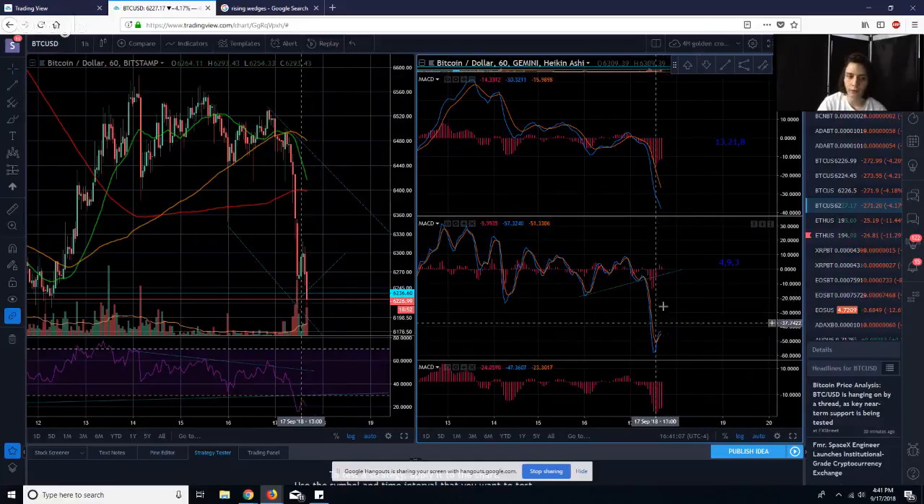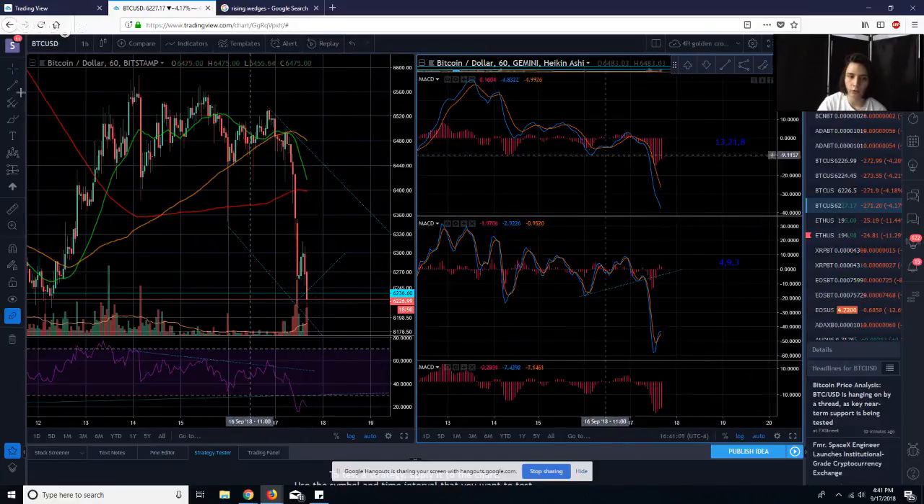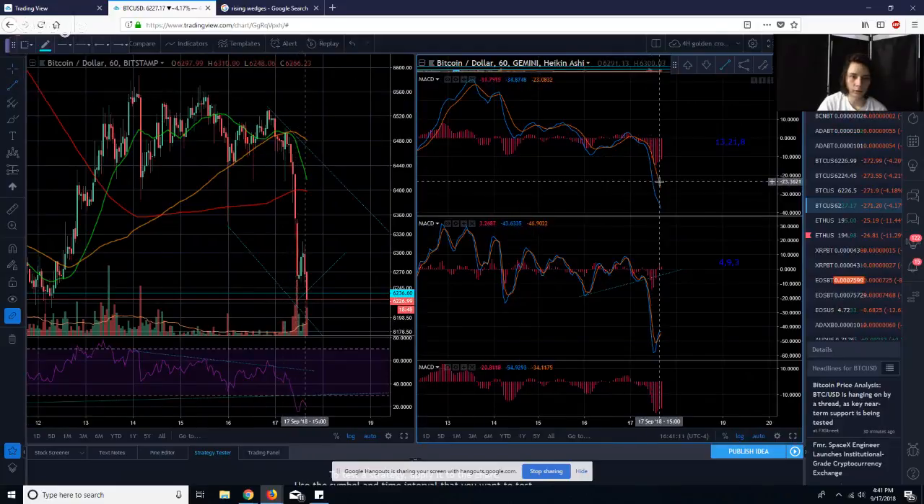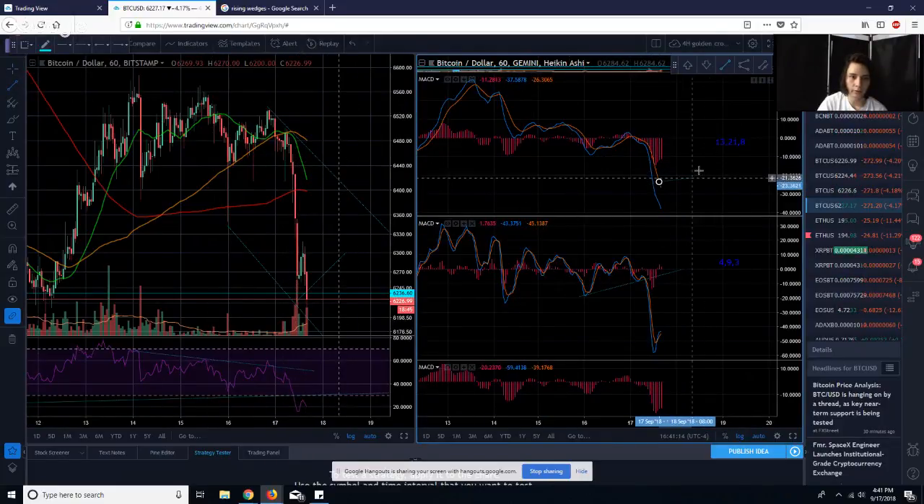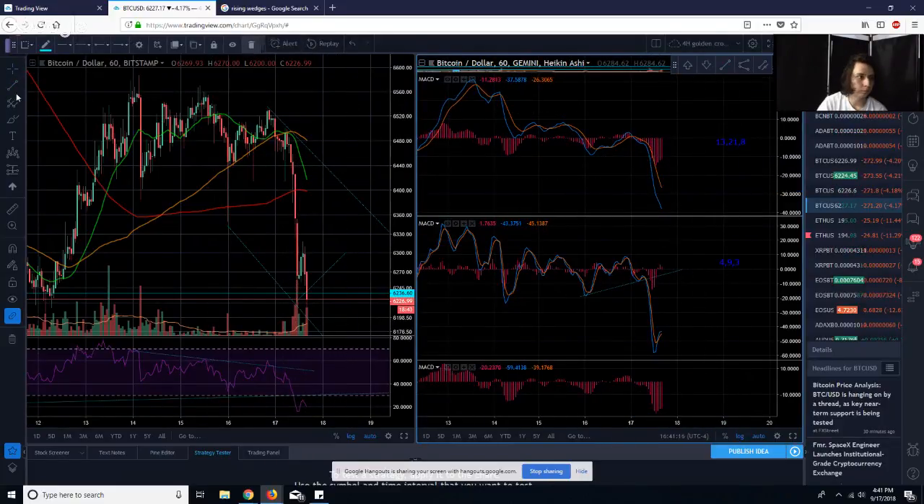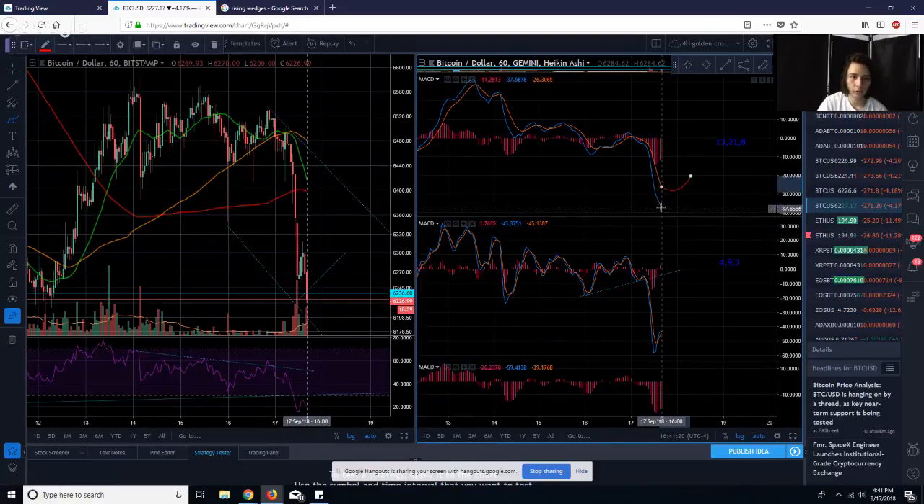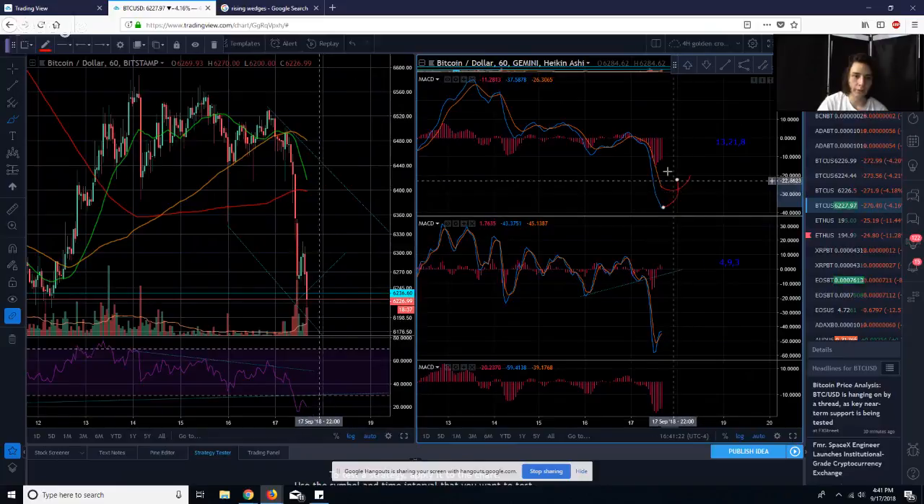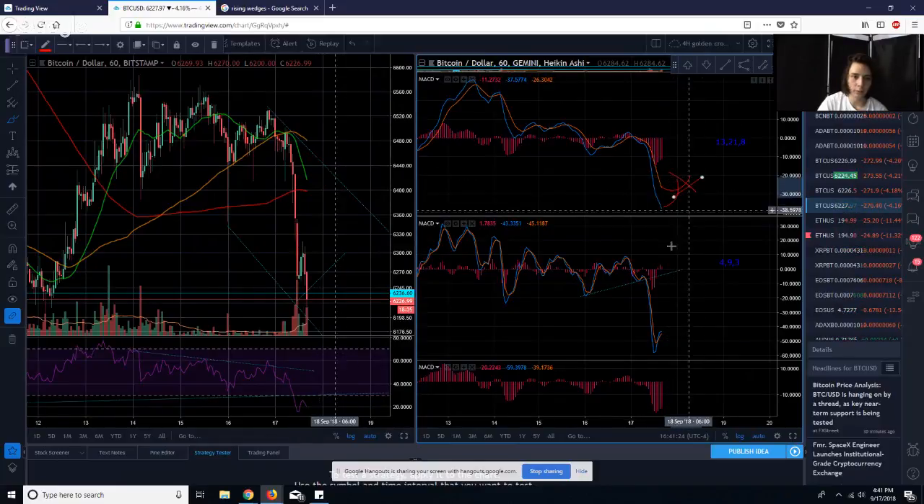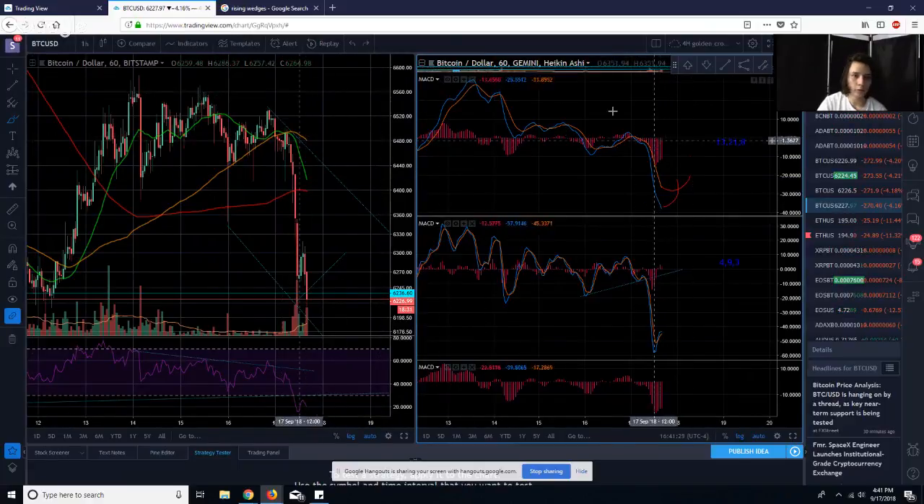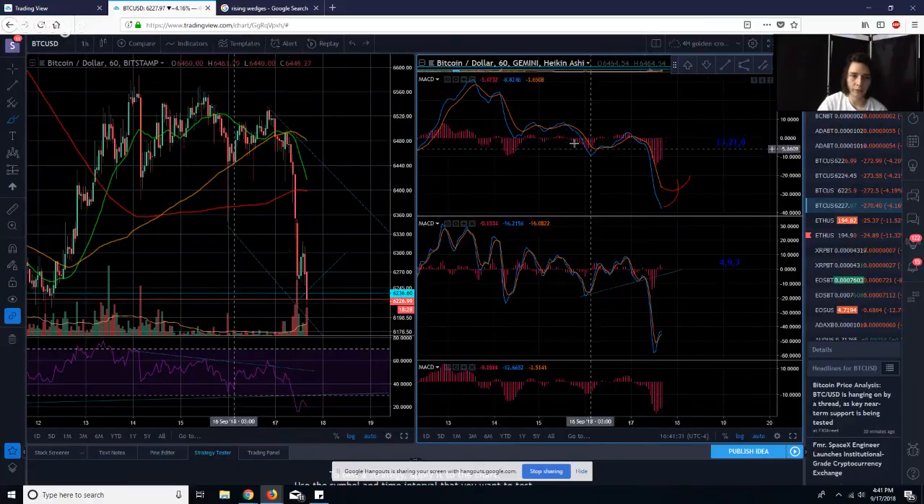Even if there was a crossover, even over here, like this, that's not good. Even if there was a crossover right here like this, that's still not a reliable signal. It's not the best signal. You need to look for a crossover that happens above this zero line.